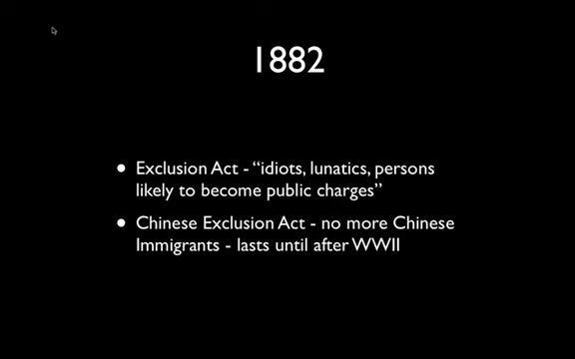So let's go ahead and get started, and I'll walk you through some of the different laws that were passed for sometimes seemingly frivolous reasons, but for the protection, or so they thought, of the people of our country. So we begin in 1882, where we passed something that was called the Exclusion Act. And what this did was it barred, quote, idiots, lunatics, persons likely to become public charges from coming to the United States. So what does that mean?